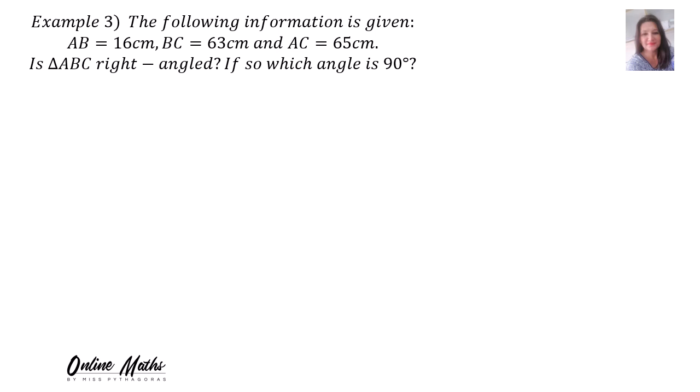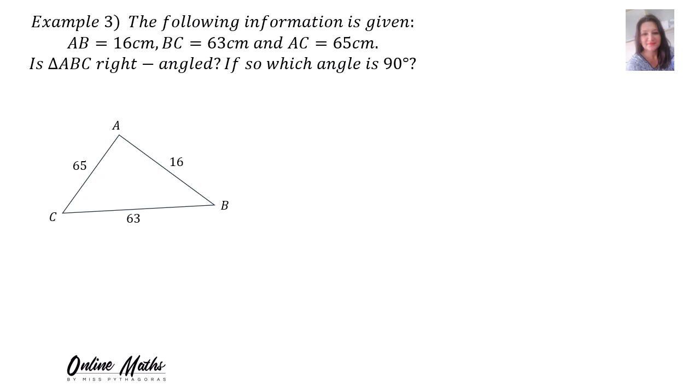Example 3. The following information is given. AB is 16 centimeters, BC is 63 centimeters, and AC is 65 centimeters. Is triangle ABC right angled? And if so, which angle is 90 degrees? Now, do you agree we need a sketch? So you make your own triangle, label it A, B, C. Now let's fill in the lengths. AB is 16, BC is 63, and AC is 65.